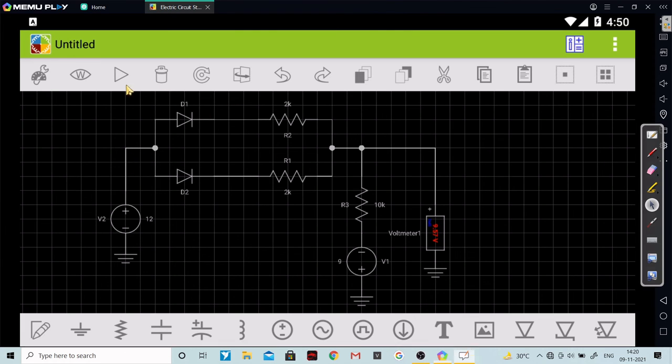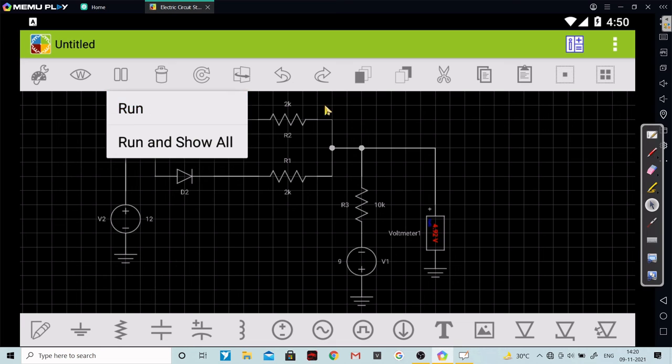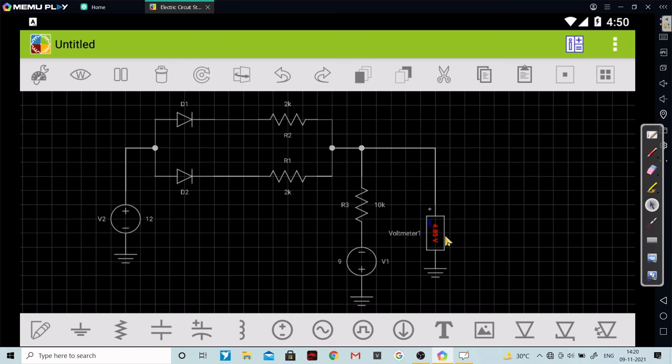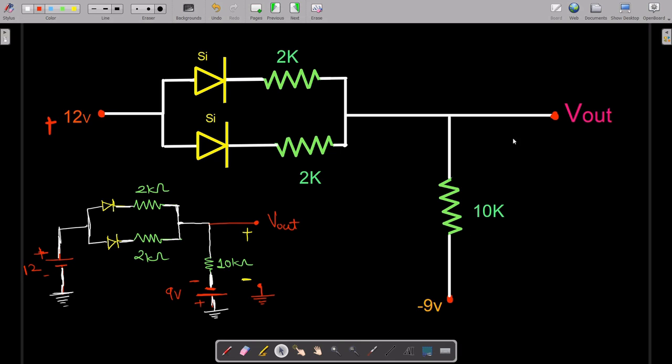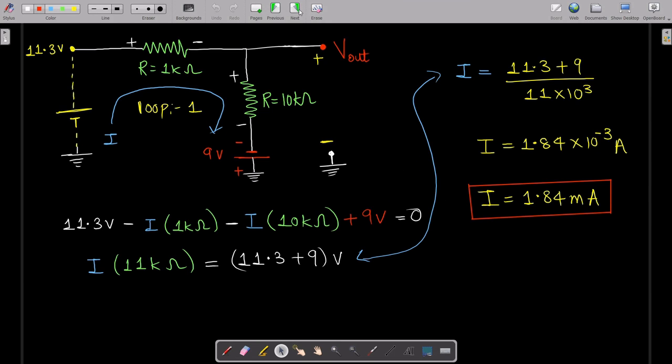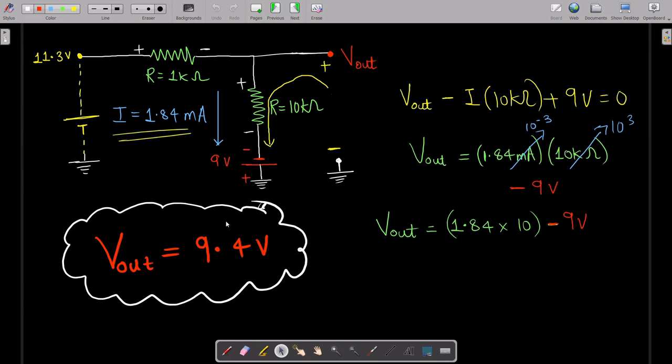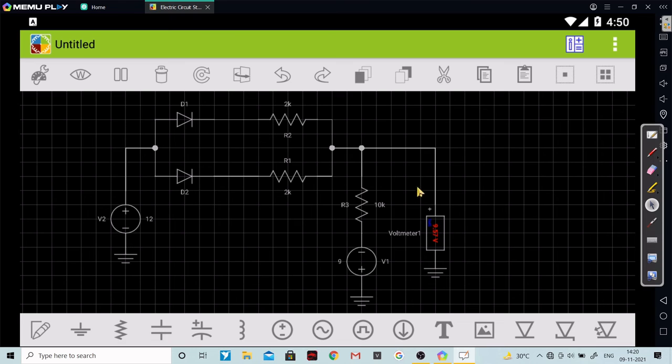Then we will simply run this particular circuit, and check what kind of value we are getting at the output, that means over here, what voltage we are getting. While solving the numerical, we got the value of V out as 9.4 volts. So we will check what value we are getting, and as you can see, we are getting 9.57 volts, which is almost equivalent to 9.4 volts.